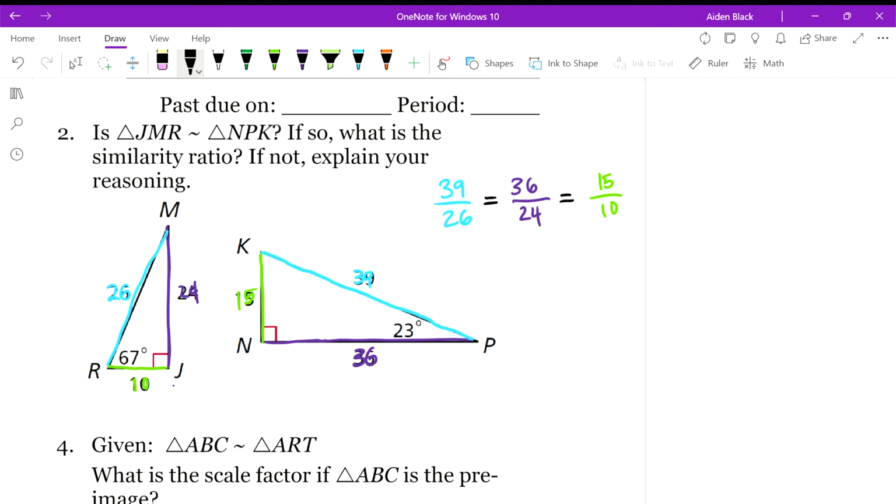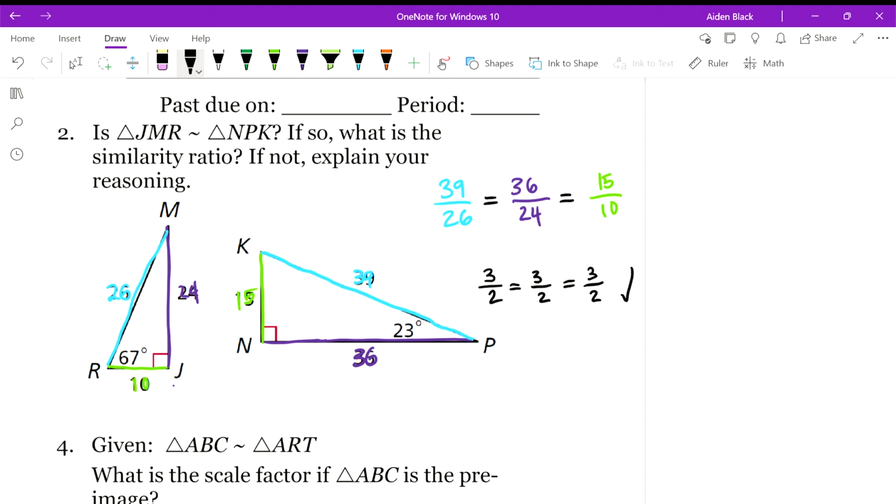I like to take a moment to find any way to reduce these. For example, if I look at this first ratio, 39 to 26, I know that those are both divisible by 13. If I divide the top by 13, I get 3. The bottom by 13, I get 2. Here, those are both divisible by 12. So 36 divided by 12 is 3. 24 divided by 12 is 2. And then finally, with this last ratio, both are divisible by 5. So I divide the top by 5, I get 3. The bottom by 5, I get 2.